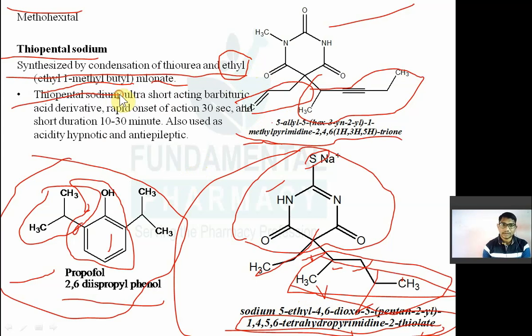Thiopental sodium is an ultra short acting barbituric acid derivative. It has a rapid onset of action, that is 30 seconds. After the injection, its effect starts within 30 seconds. So it has a rapid onset of action and short duration of action. The duration is 10 to 30 minutes. It is also used as a sedative, hypnotic and anti-epileptic.